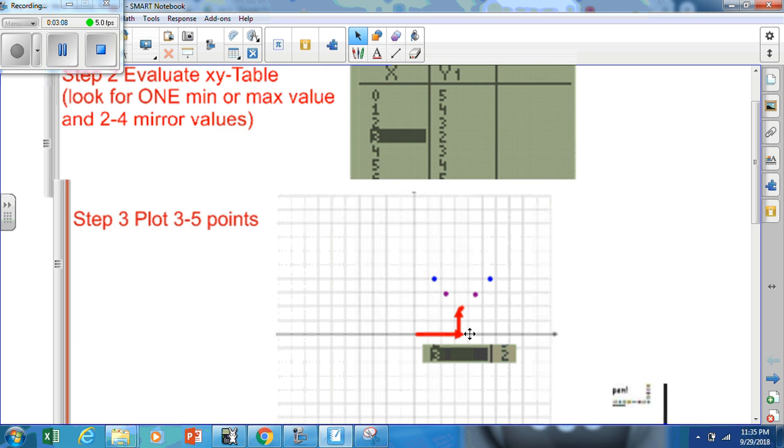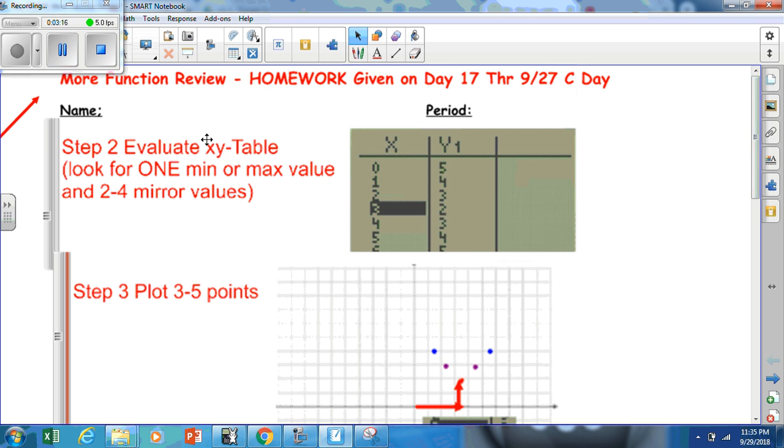And in fact, when you deal with absolute values, this is going to be the image that you ought to get if you've done the problem correctly. Let's move to the next problem.